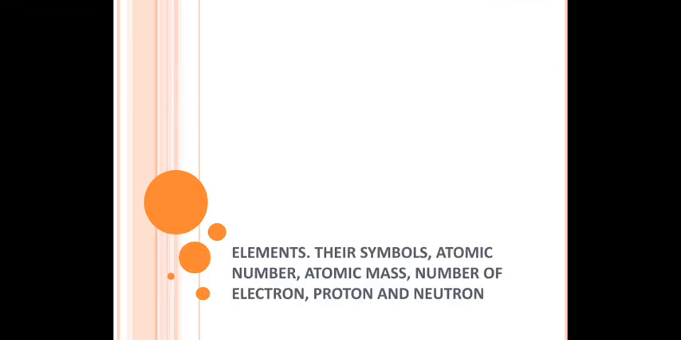In this worksheet we are going to learn the names of elements, their symbols, their atomic numbers, and their atomic masses. Then we will find out the number of electrons, protons, and neutrons.